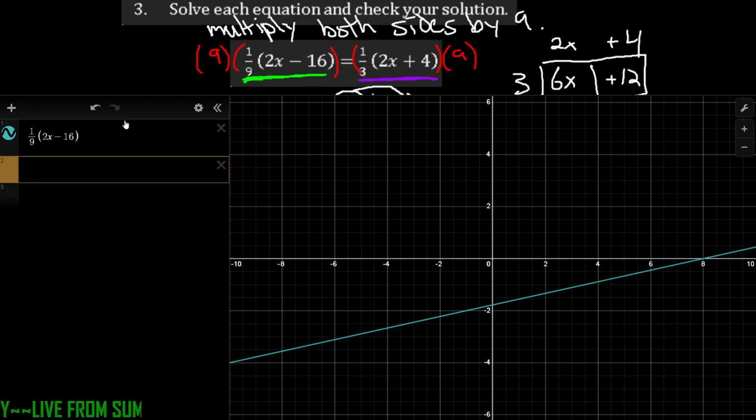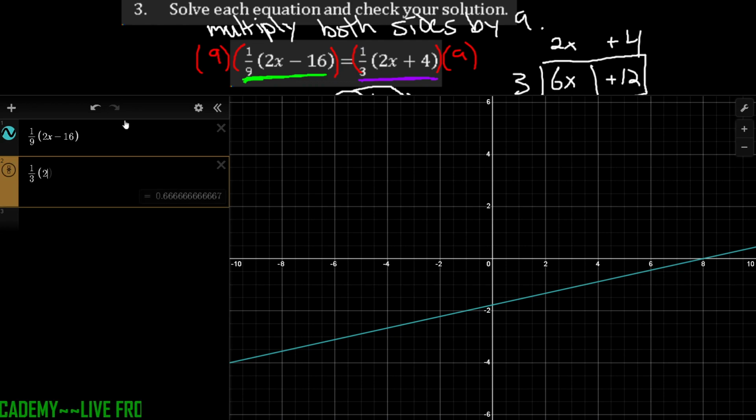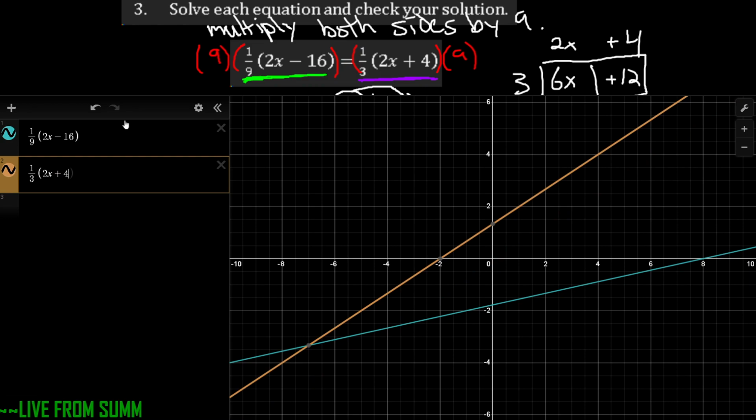So I have 1 divided by 9 times 2x minus 16, and my other equation is 1/3 times 2x plus 4. And if you notice, I have two different lines. Let me match up what we have on the graph. We had an orange, so let's do orange instead. This is the orange line, the right side of our equation, and the blue or teal line is the left side. So two different lines, but that's okay. We're finding where they're equal.